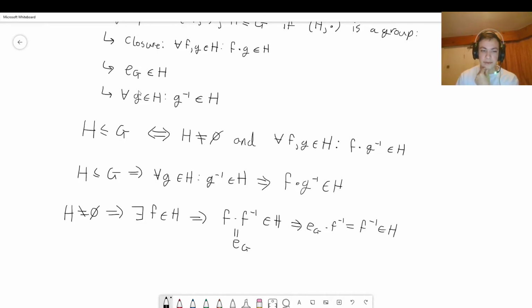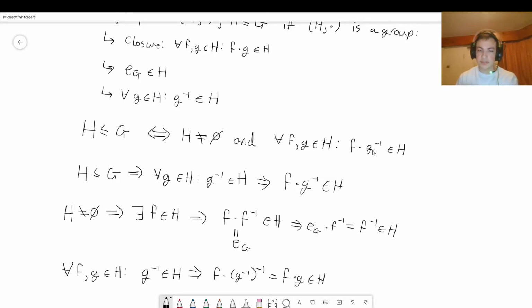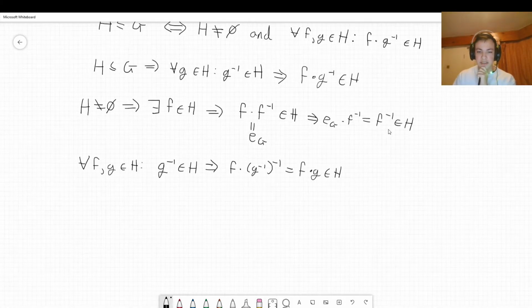And then finally we have that for all f, g in H, g inverse is in H because of this condition, and therefore f · the inverse of the inverse of g, which is just this condition but with g inverse instead of g, which is f · g, is in H. Okay, so that's an easier way to check for subgroups. And we can check this for our groups.